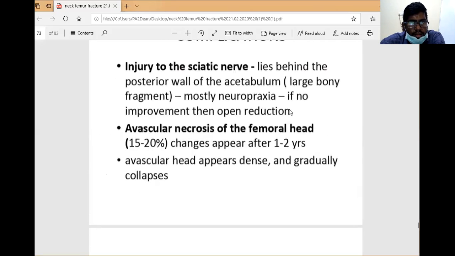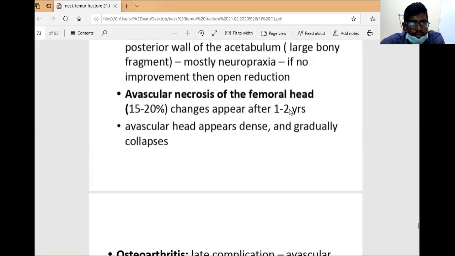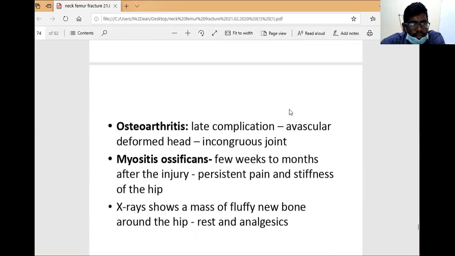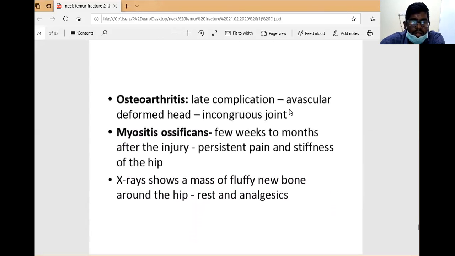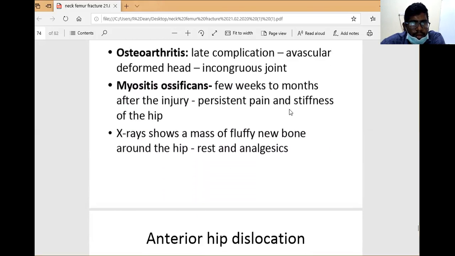Avascular necrosis of the femoral head occurs in 10 to 20% of cases and appears after 1 to 2 years. After avascular necrosis, the next stage is osteoarthritis. It is a very late complication. The head is deformed, and the acetabulum is also eroded, which ultimately results in secondary osteoarthritis. Myositis ossificans means new bone formation within the muscle few weeks to months after injury. It may result in persistent pain and stiffness.